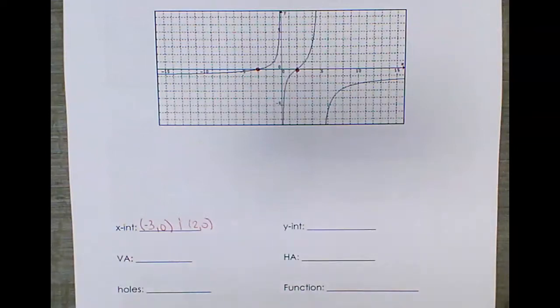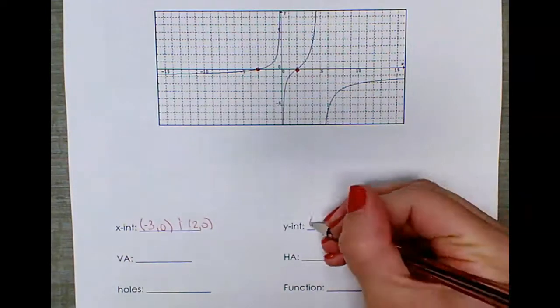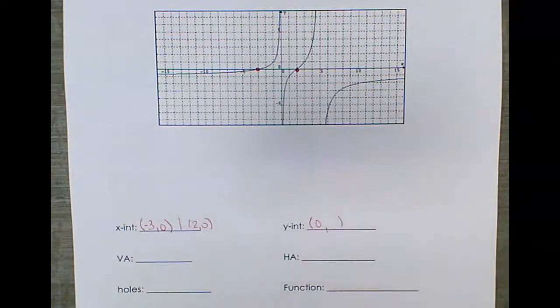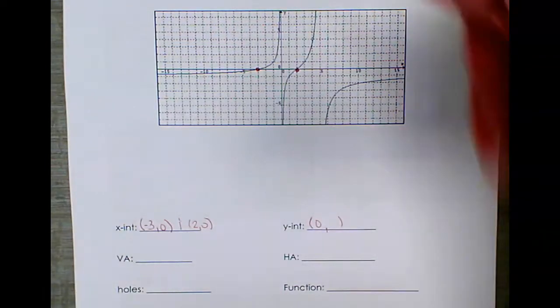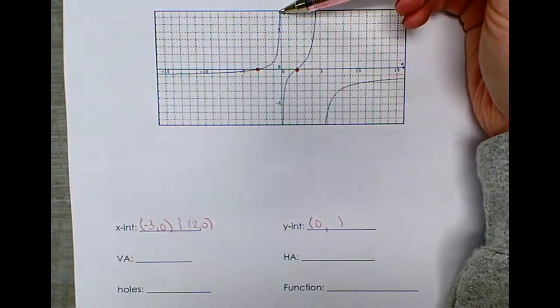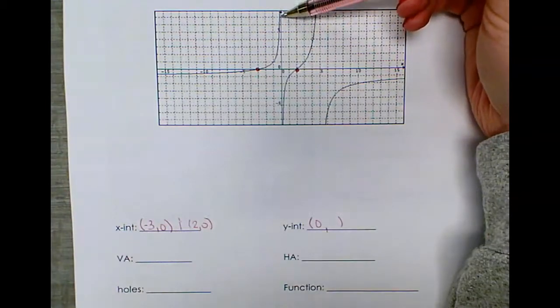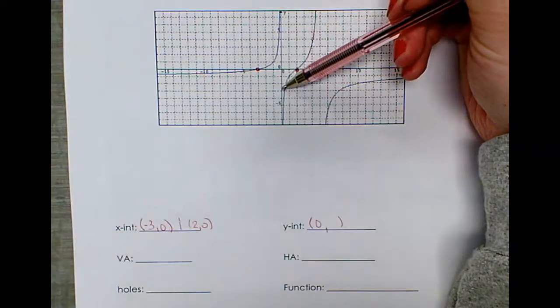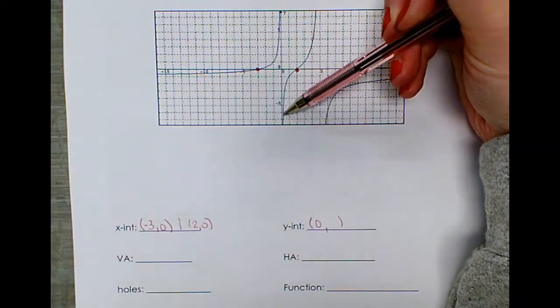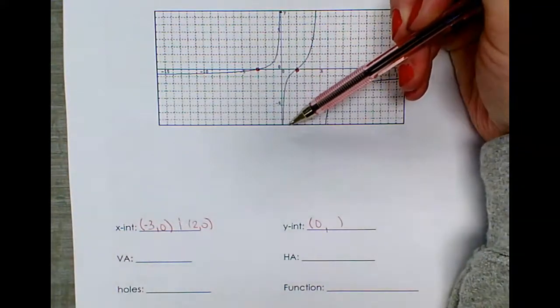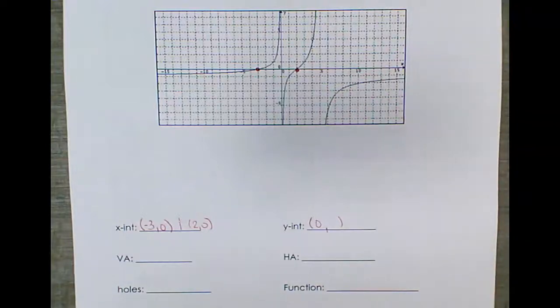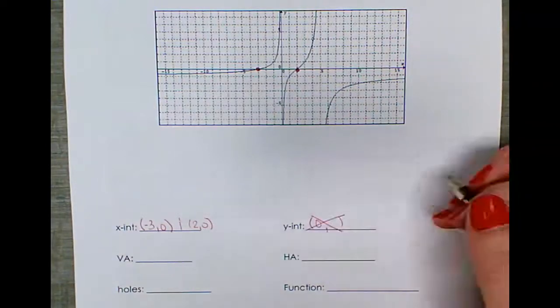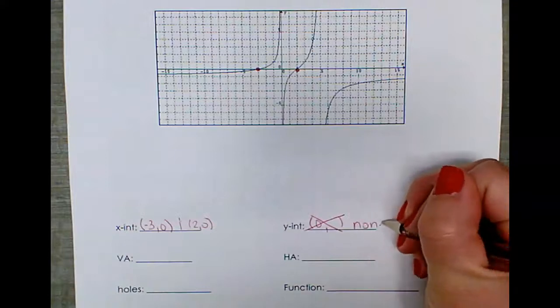Now let's find the y-intercept. The y-intercept is the y value when x is 0. So I'm going to go look for it. This graph is awfully close to the y-axis, and I don't see any points on the y-axis, and then it gets awfully close to the y-axis down here as well. So that tells me that there's an asymptote along the y-axis. There's no y-intercept.